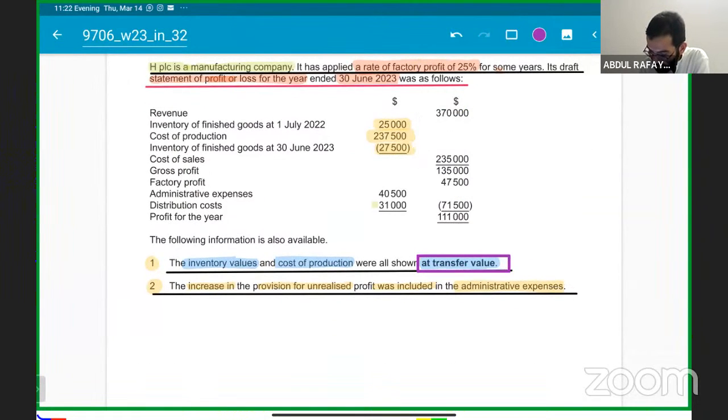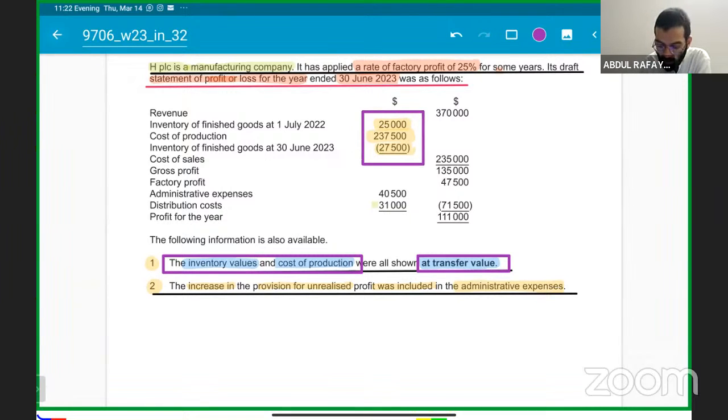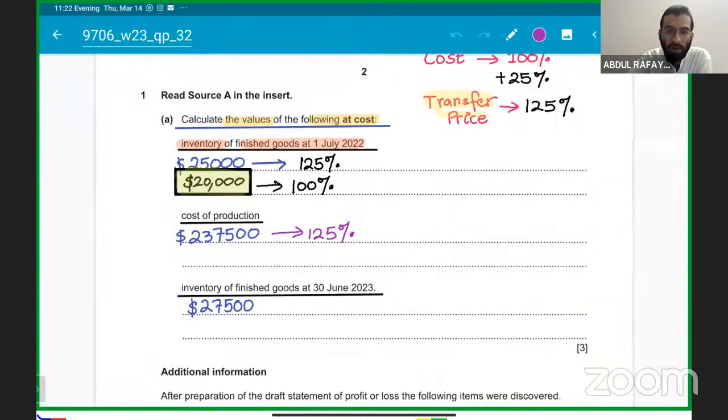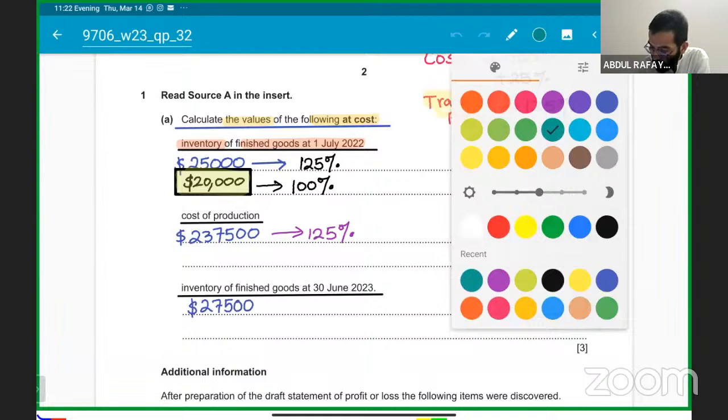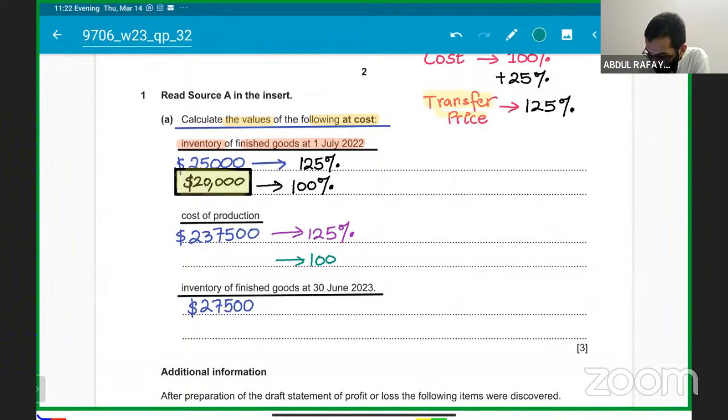The cost of production and the inventory values are all basically at the transfer value. So we have just decided what the transfer value is. In percentage form, it is 125 because you have to find the cost. Just applying mathematics, you have to find 100%. If anyone is struggling with the calculation, let me do it for this one. It will be 237,500 multiplied by 100 and divided by 125.